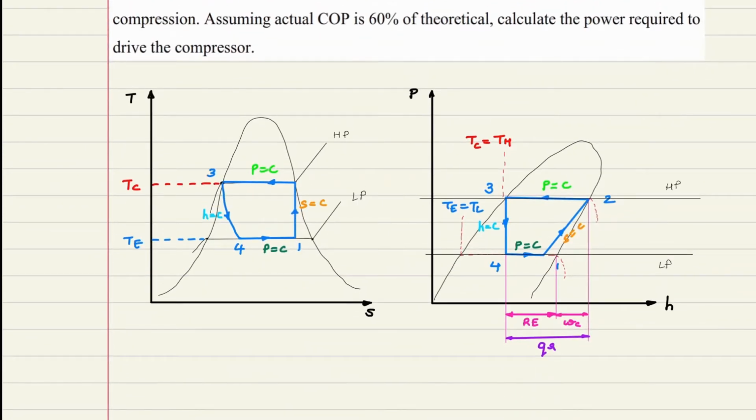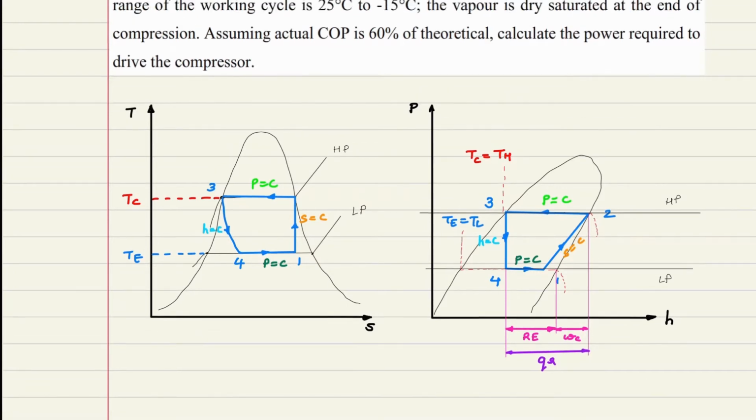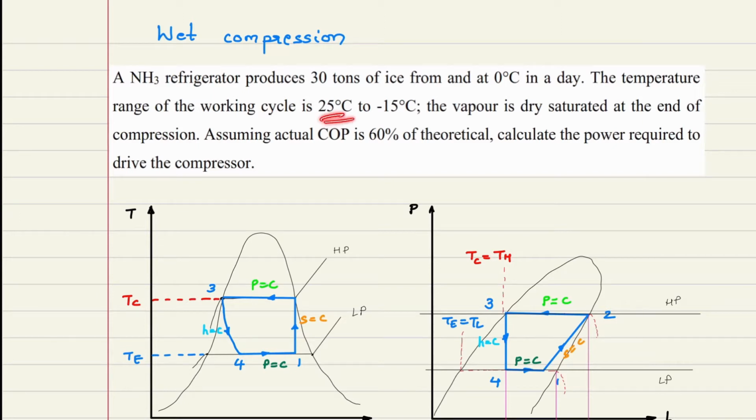Okay, now what is T high temperature? We will mark that T high temperature in the diagram. So T high temperature, or condenser temperature, is 25 degrees Celsius. So this temperature is 25 degrees Celsius. T low temperature, or evaporator temperature, is -15 degrees Celsius. Okay, so this is that temperature. This is the evaporator temperature and this is the condenser temperature.